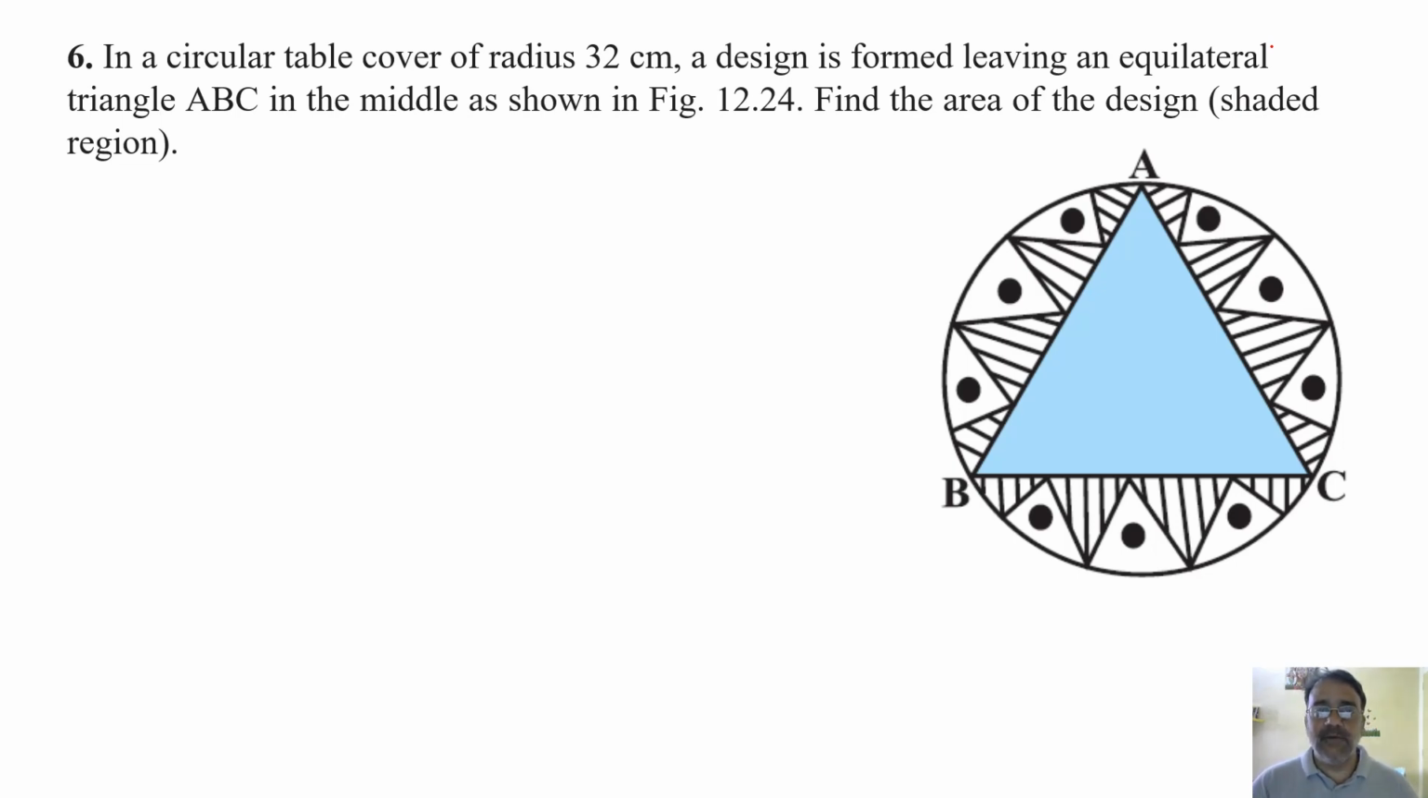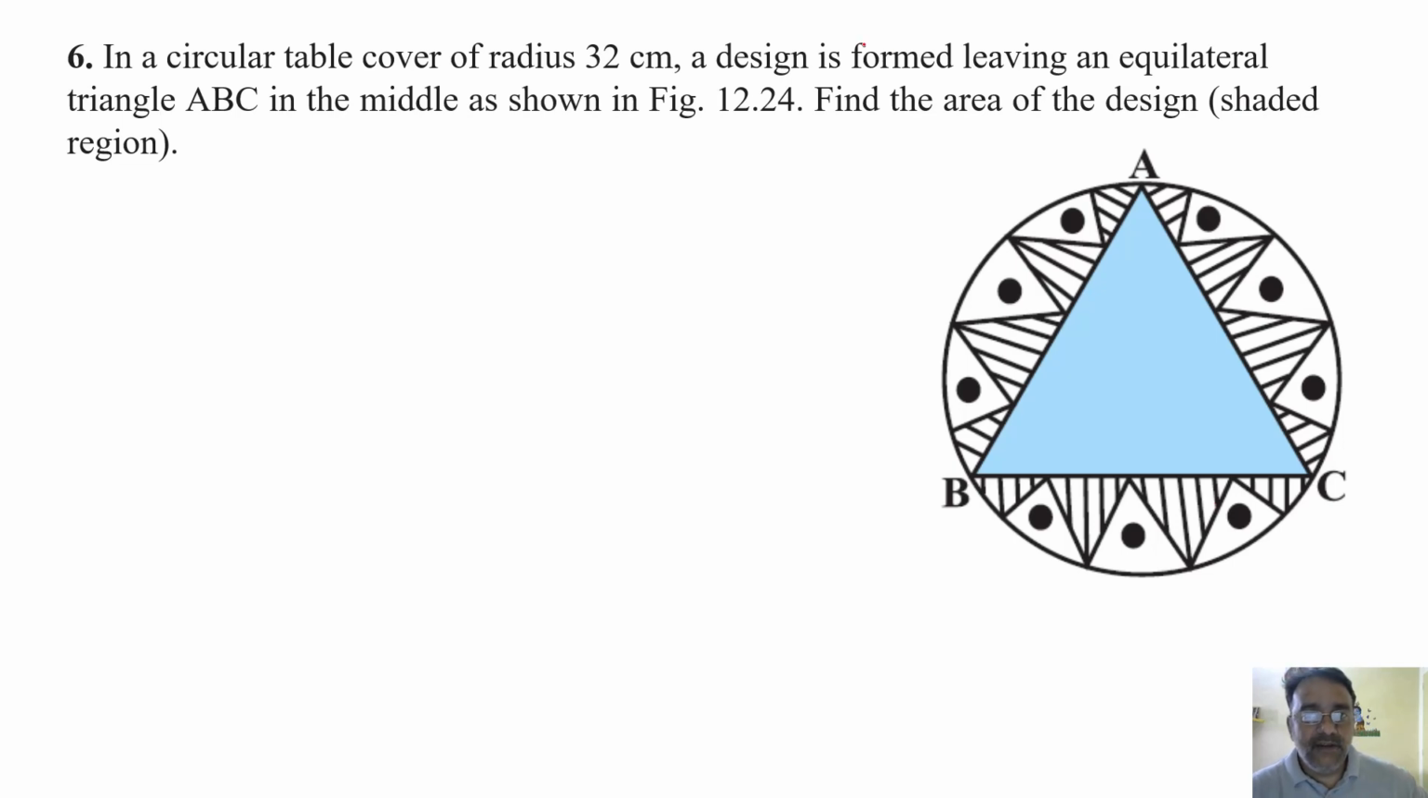In a circular table cover of radius 32 centimeter, a design is formed leaving an equilateral triangle ABC in the middle, this one. We have to find the area of the design. Design means this part. So it's a very simple concept. Remove the triangle from the circle. So area of design will be equal to area of circle minus area of equilateral triangle.